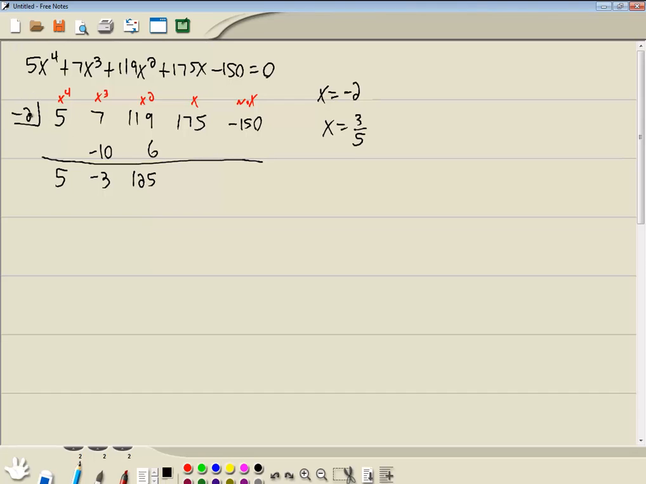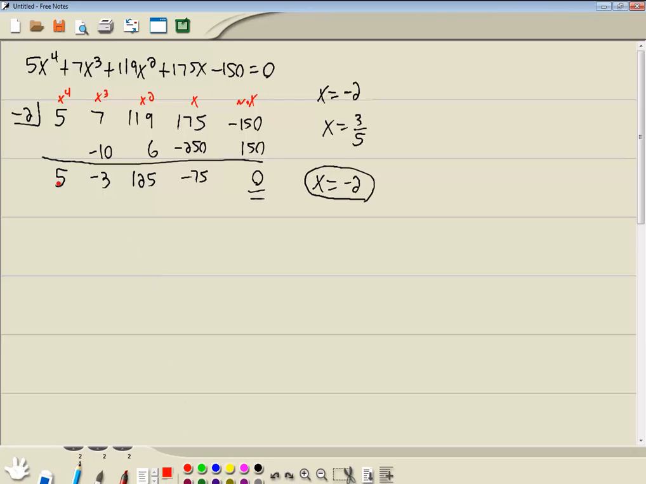Multiply. -2 times 125 is -250. Add. 175 and -250 is -75. Multiply. -2 times -75 gives us a positive 150. And then add. -150 plus 150 gives you 0. Now notice we got 0 as our remainder. That means we found our first answer. That's the factor theorem. So the first answer is -2.